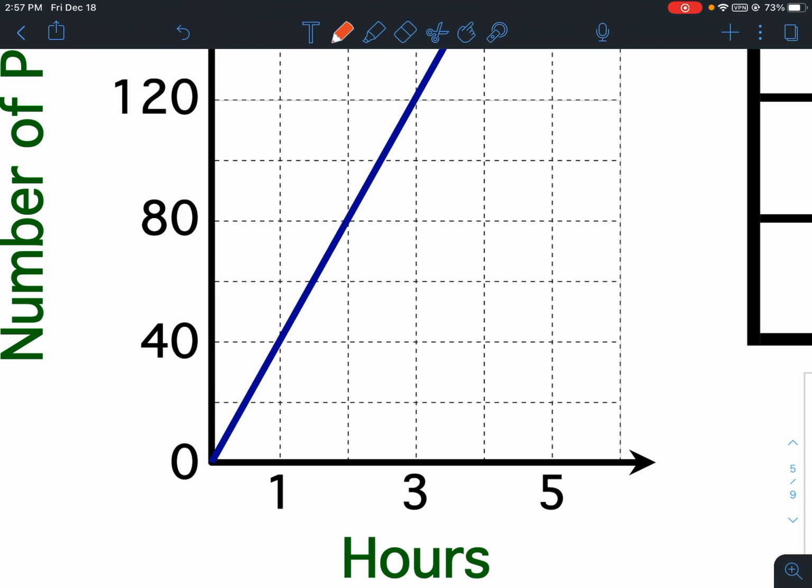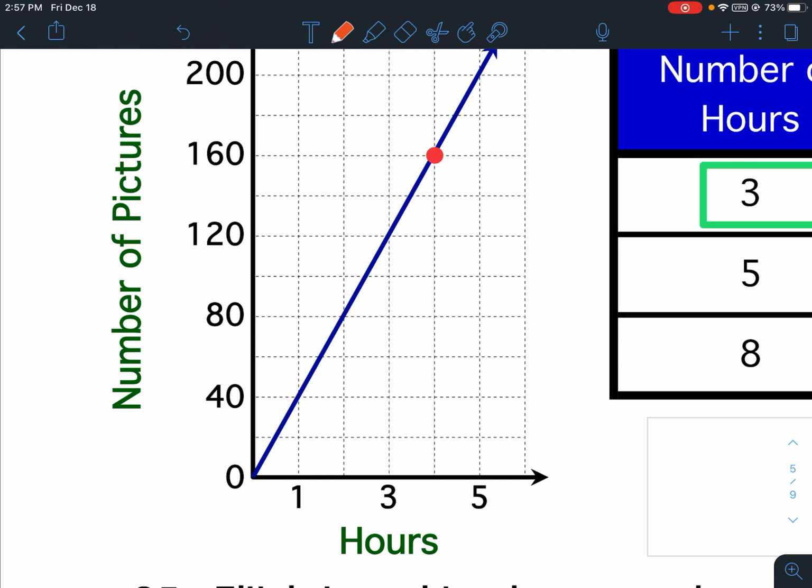So on the test, you have to pick a different point. So that's why I want to pick a different point here and do the work so you understand how to do it. So first of all, this would be 1, 2, 3, 4 hours down here at the bottom. So I'm looking at this line here and this line here. So up here, this would be 160 pictures in 4 hours.